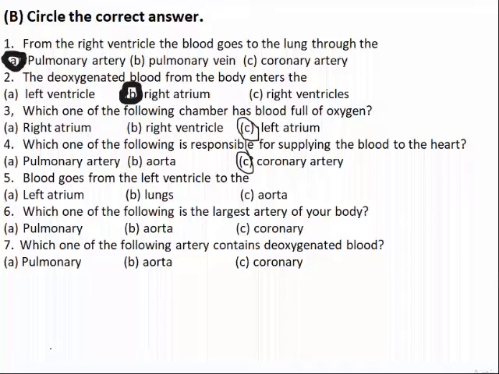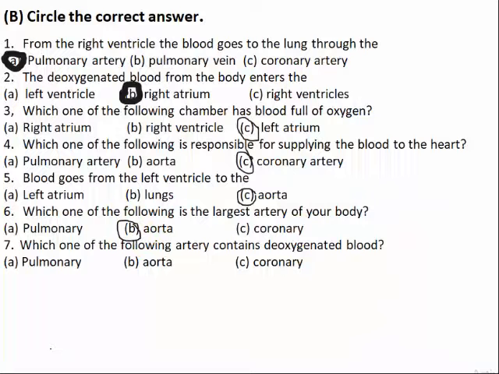Blood goes from the left ventricle towards the aorta, and then through the aorta it moves towards the body. Which one of the following is the largest artery of your body? The same answer, aorta. This is the largest artery of our body.